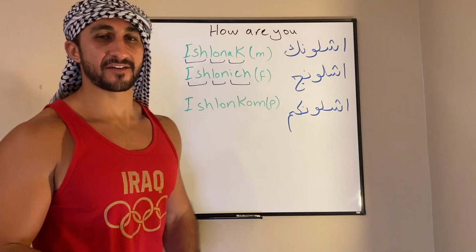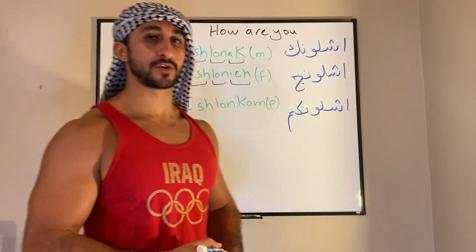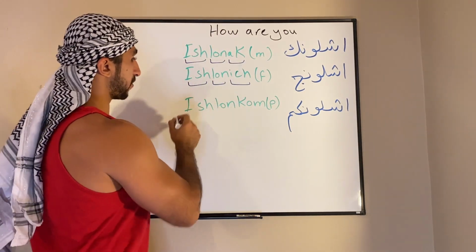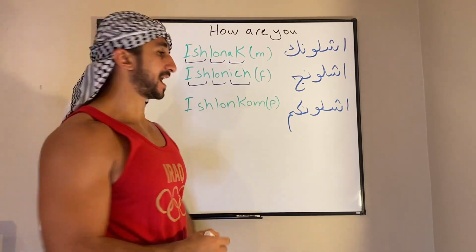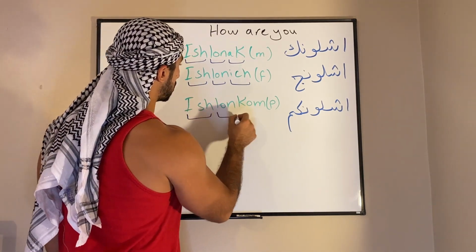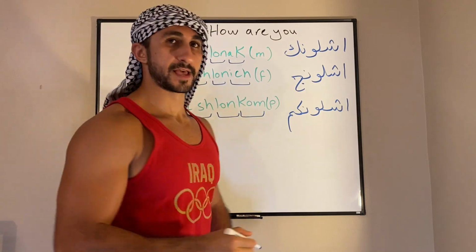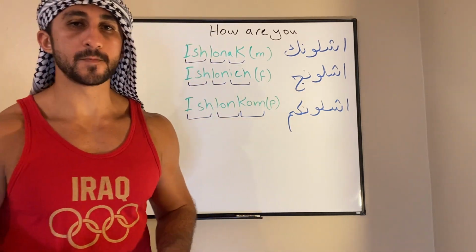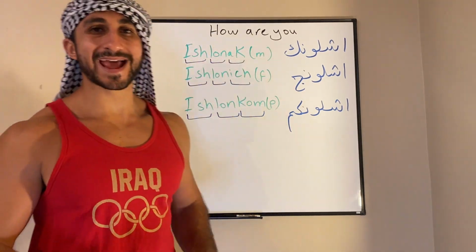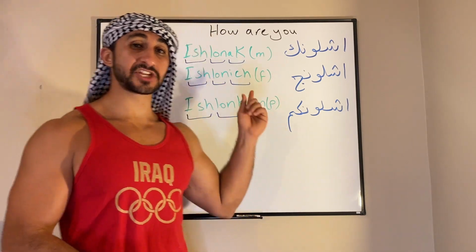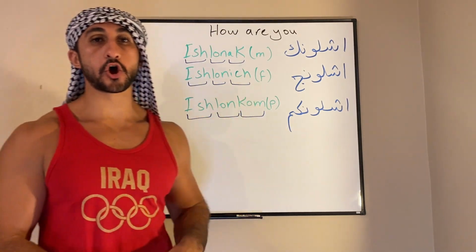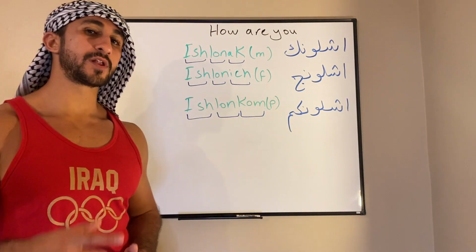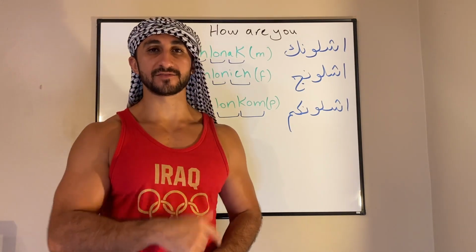Ishlonich when you ask a female. And for plural, which I didn't teach you last time, is ishlonkum. So we have ishlonek, ishlonich, and ishlonkum. Now let's teach you how to answer for all of these.